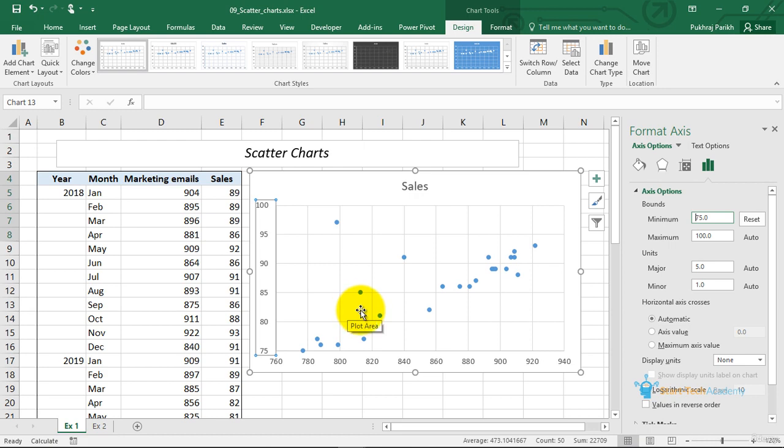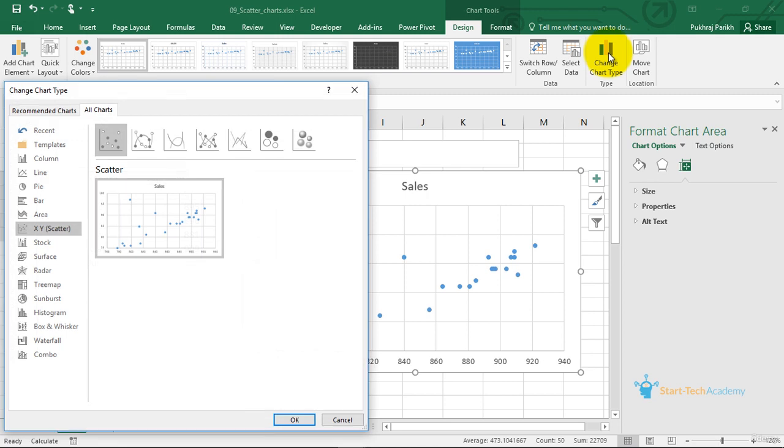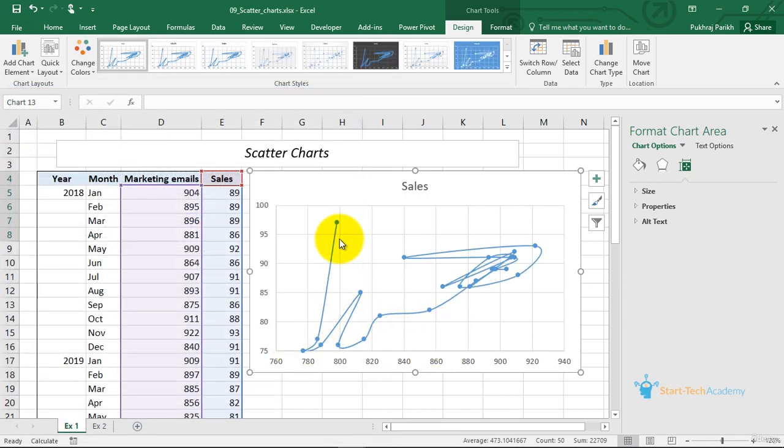Now what are the different types of scatter plots? We will again go to change chart type, and here you can see that we have created the first one, which is a simple scatter plot. The second one is a scatter plot with smooth lines. The scatter plot with smooth lines can be used to show how the values are changing in the series. So it will connect all the points in the series from the first point to the next point, then to the next point, using smooth lines.